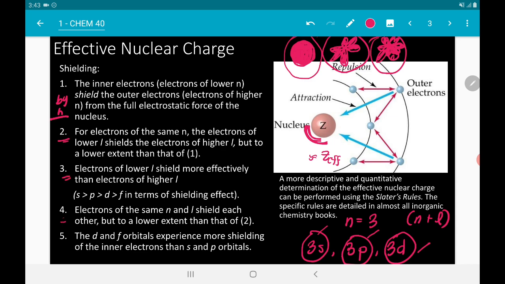So, sa number 4, na-discuss ko na to, same electrons or electrons of the same N and L shield each other but at a very low degree or strength. Okay? So, number 5, the D and F orbitals experience more shielding than the inner electrons and sp orbitals. So, pansin nyo, kasi mas dispersed sila, so mahina silang mang-shield, tapos madali pa silang ma-shield. Okay, yun yung property nila. Kasi nga, dispersed silang electron, they are very sensitive to shielding. Pero hindi sila effective shielders. Okay, tulad ng mga mas dense na shapes ng wave functions, like spherical. Okay, so yun yung sa effective nuclear charge.